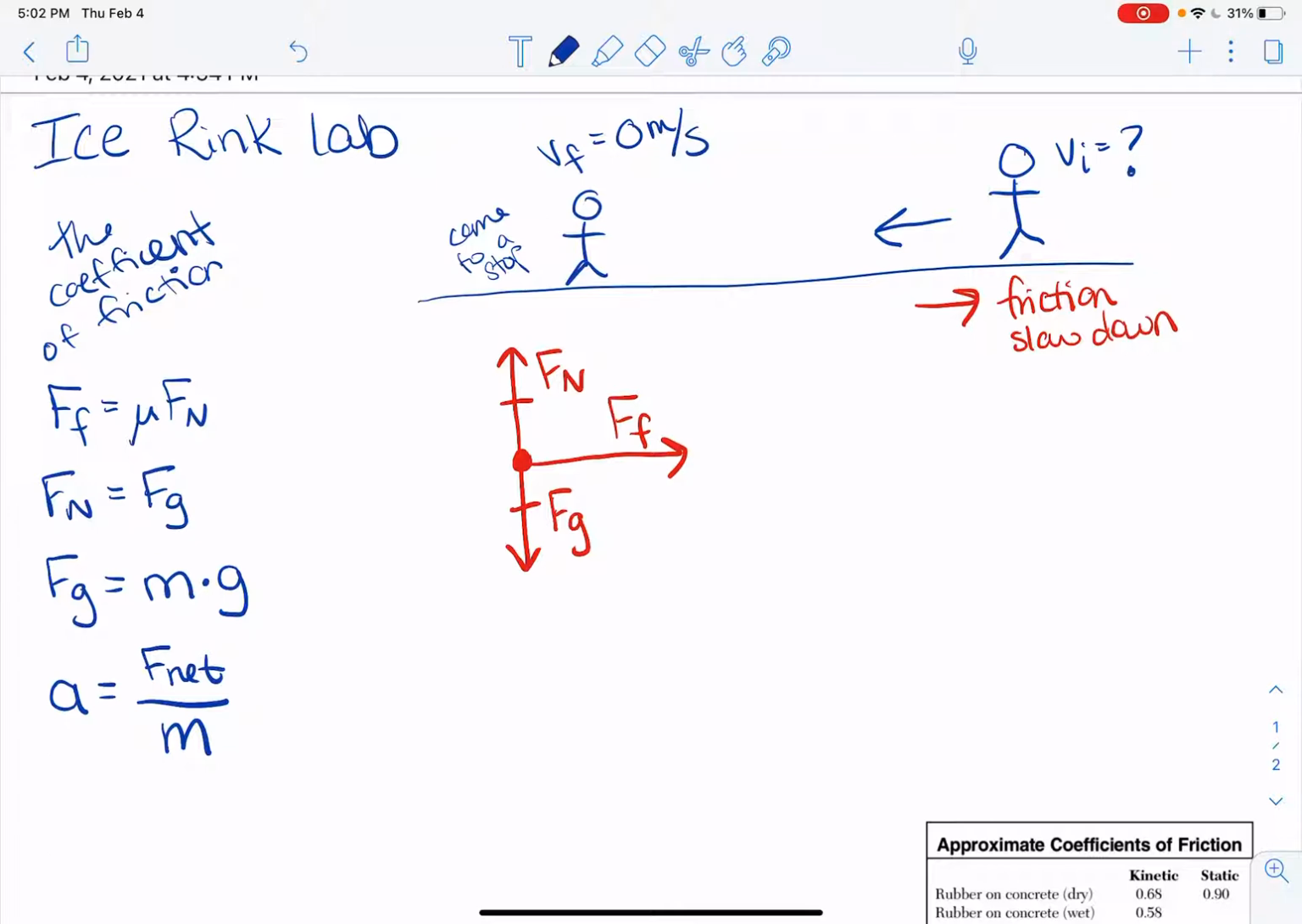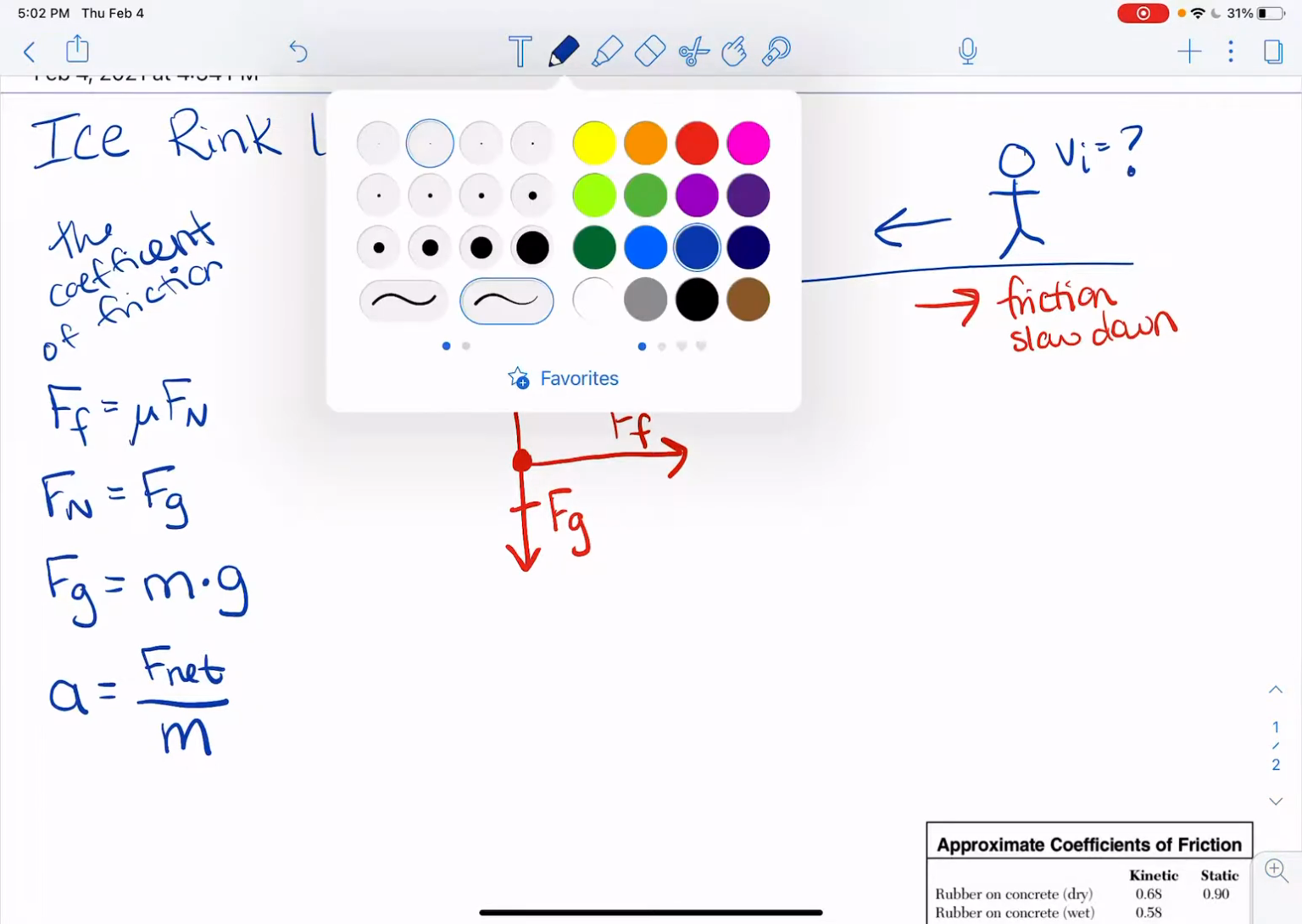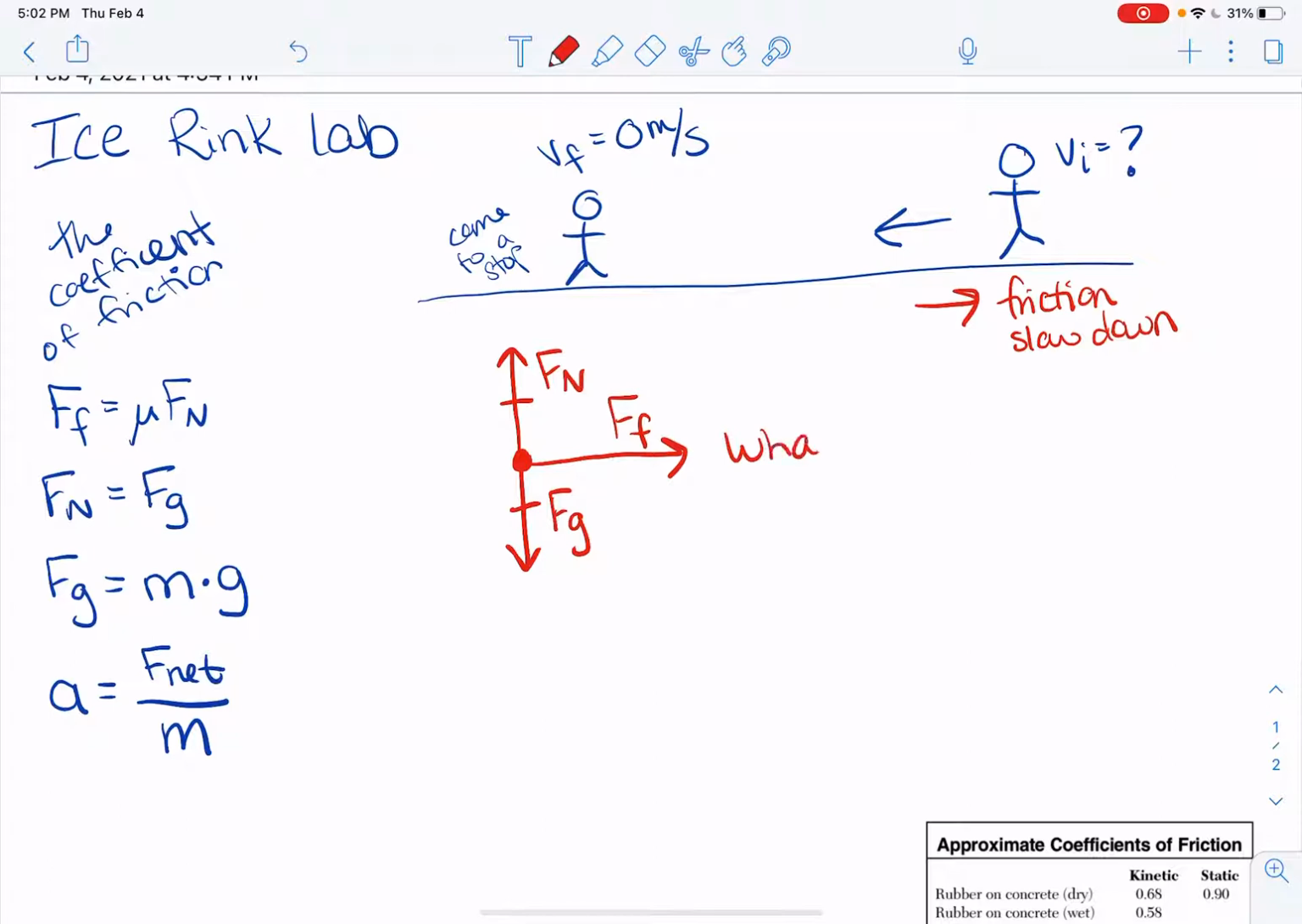If we go back to our free body diagram, what is F net? Well, let's think about that. Normal force and force of gravity cancel each other out. So the only thing that's left is F net equals our force of friction. That's the only unbalanced force that's happening on our person. That's going to be helpful a little bit later down the road when we're trying to solve for force of friction. We're going to need to tie in that Newton's second law equation there.